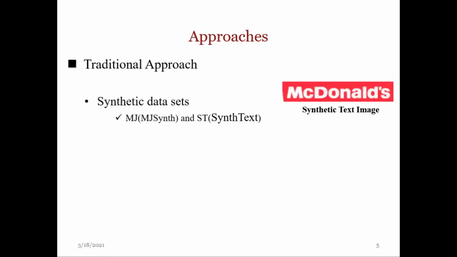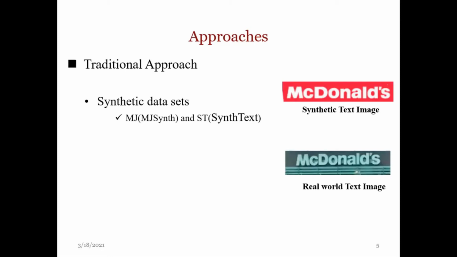But the problem is the synthetic text image is different from the real-world text image. Their background may still not match, and they may have different effects on the image when we take a picture. The camera may be in different conditions, so they may not exactly match the synthetic text image. So there's a domain discrepancy.